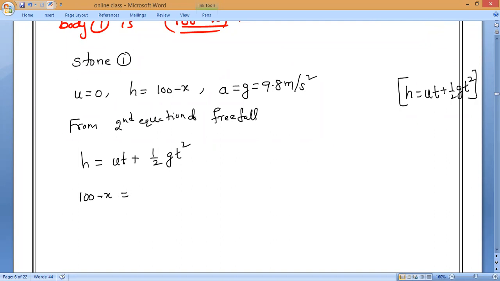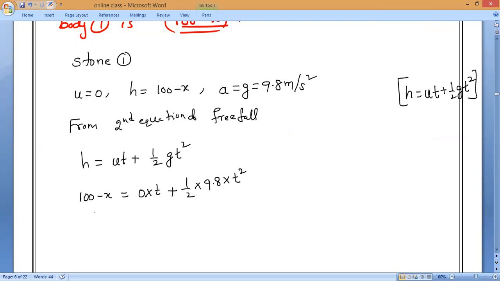When I'm teaching, please listen. Next, initial velocity is 0 into t. Everything into 0, into anything, is 0 only. One by two into the g value is how much, guys? Plus or minus? Stone 1, plus 9.8 into t square.